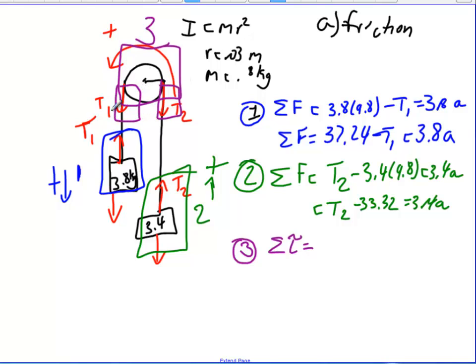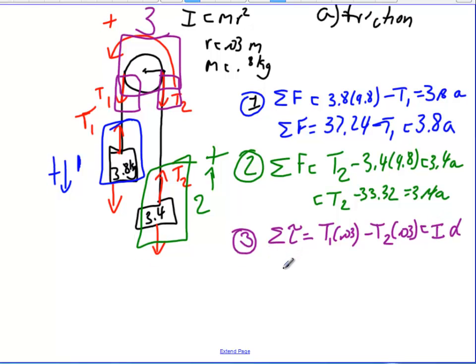T1 is causing the positive torque, so I'm going to start with it. T1 times the radius. The radius is 0.03, we know that. 0.03 minus T2 times the radius, right? That's force times lever arm, equals I, which we can find, mr squared, but I'm just going to write I for now, times alpha. So I have 0.03 T1 minus 0.03 T2 equals I.